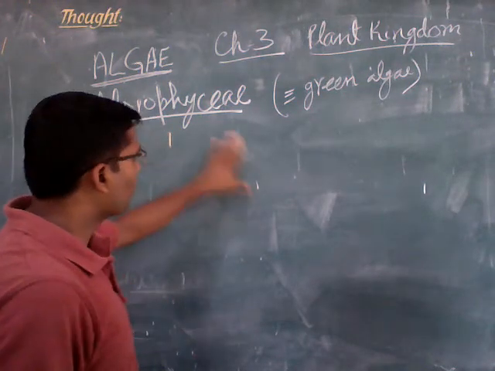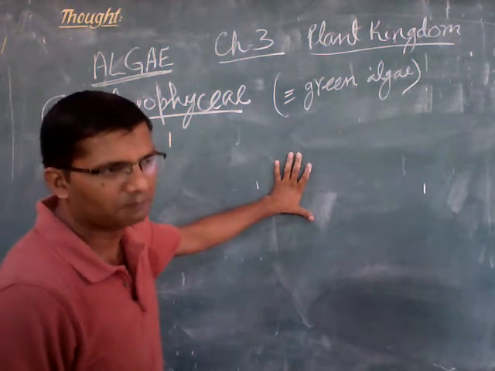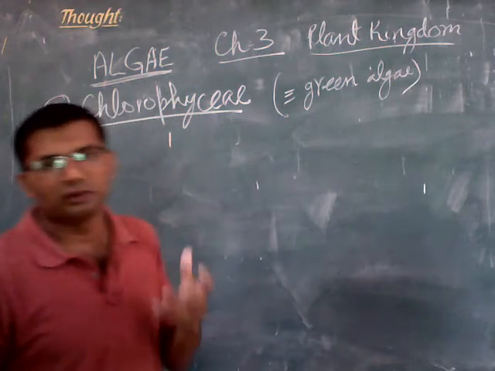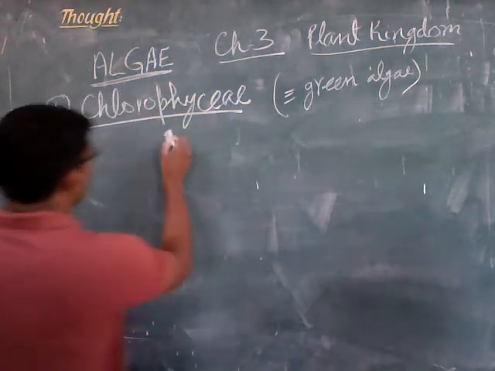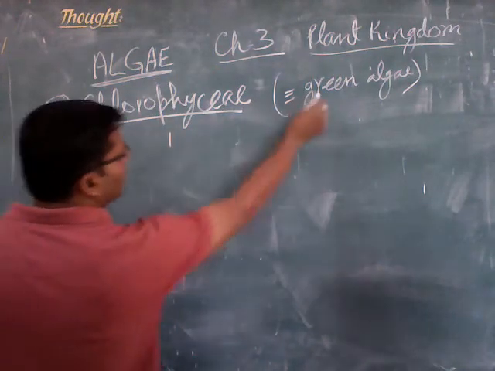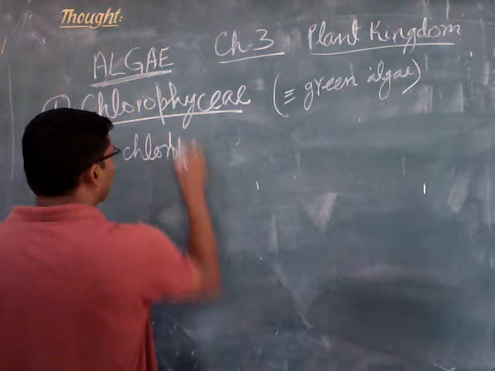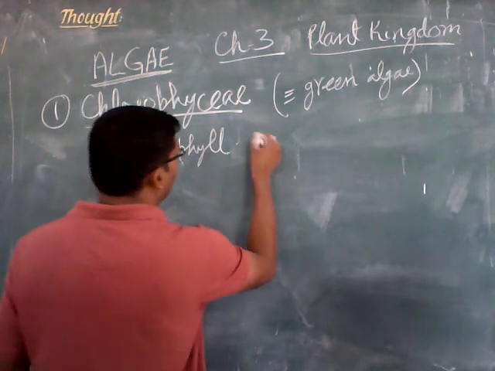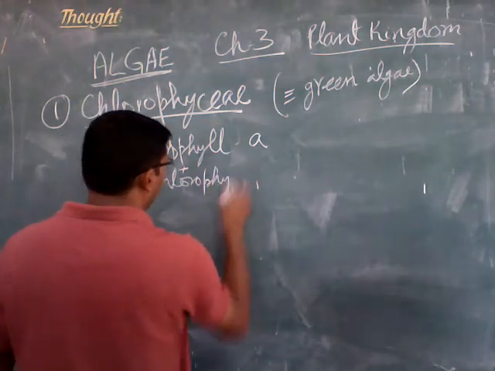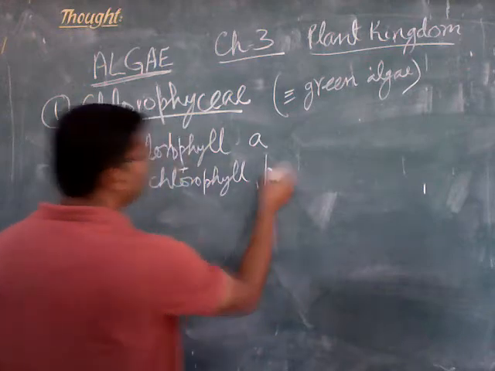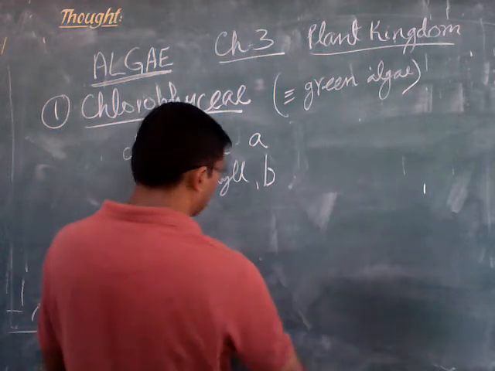What are the common features, what are the common examples, and we will see how they look. So in Chlorophyceae, because they are green algae, you can think that they will have the chlorophyll molecule, chlorophyll a and chlorophyll b. These are the dominant photosynthetic pigments in the green algae.